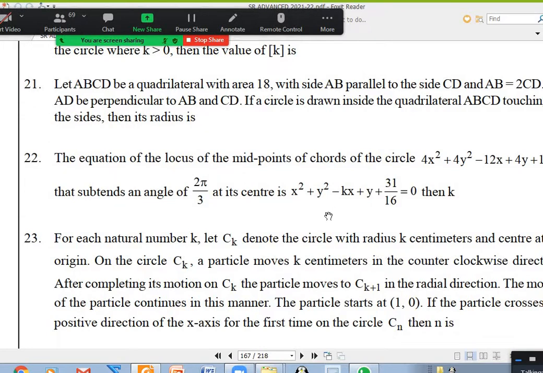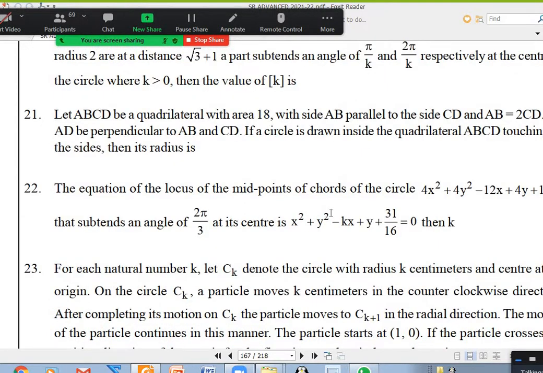Next, 22. The equation of locus of midpoints of chords of the circle which subtend... That will be a concentric circle, of course. Okay, this is advanced material. If you are writing in the class notes somewhere, you write it.